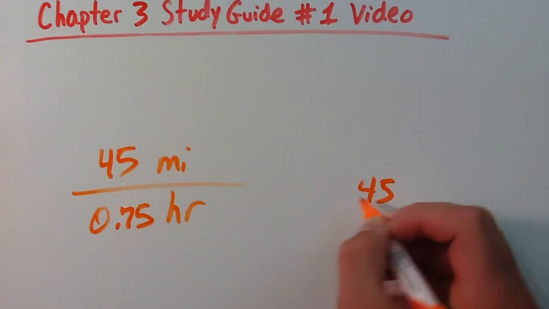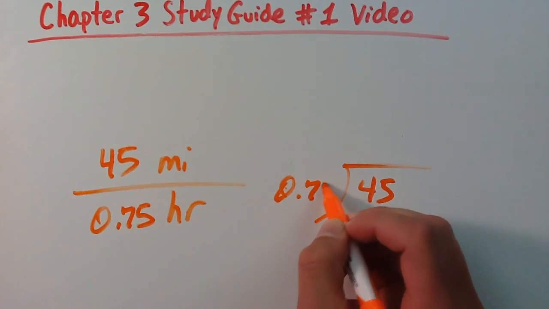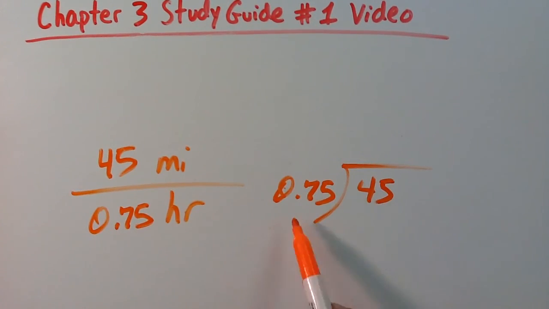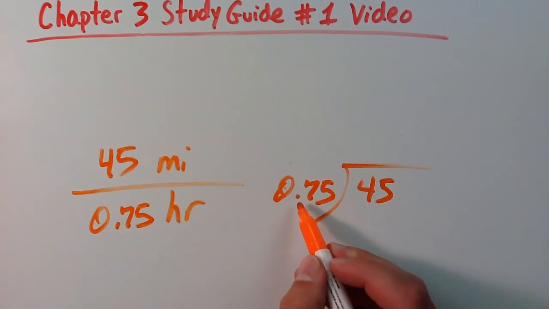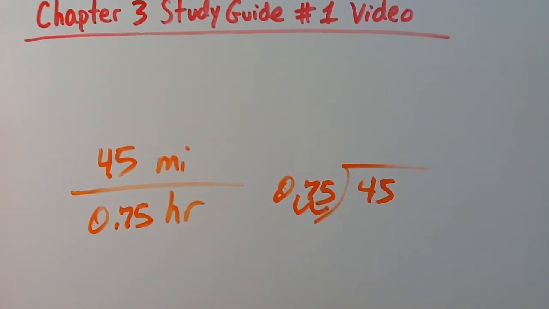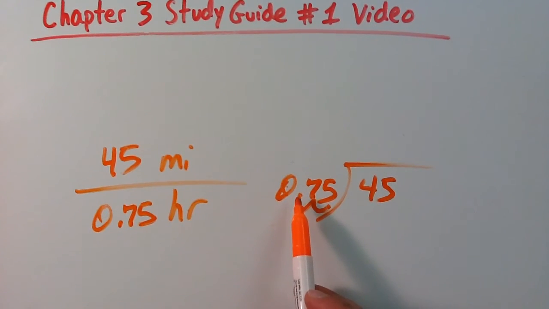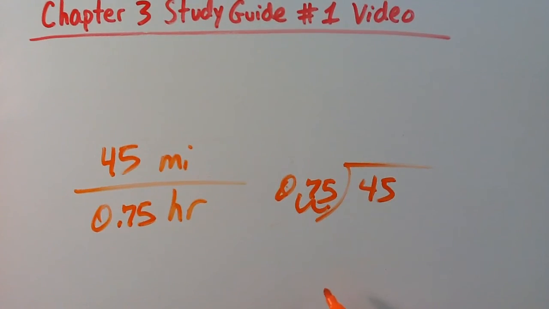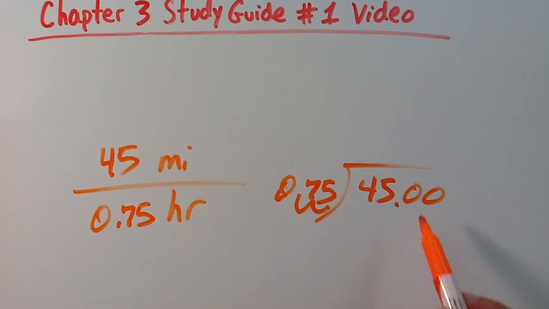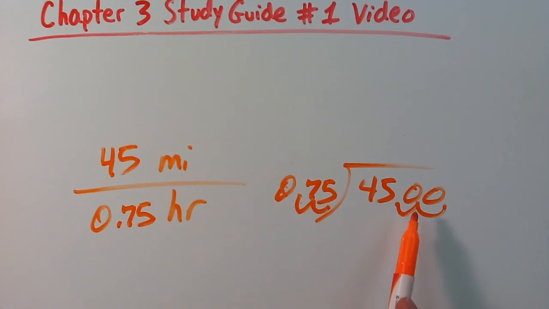So 45, top number inside, bottom number outside, right? Because I have a decimal outside the division bracket, I must move it. In this case, 2 places to the right, which is the same thing as multiplying by 100. Now, if I move this decimal 2 places to the right, I must do the same thing to this number. I don't see the decimal. Where is that at? After the last digit that I do see. I can add placeholder zeros. I move the decimal 2 places to the right. So as you can see, I did the same thing to both numbers.